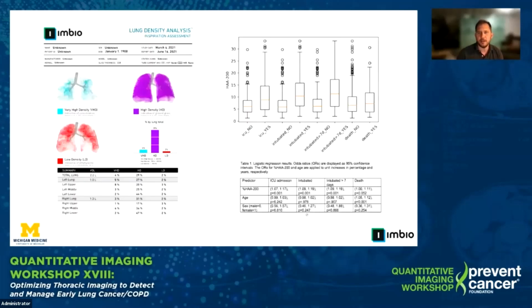Inspired by that study, we were able to replicate similar results in a completely different cohort using a slightly different HU threshold corresponding to more severe airspace disease.